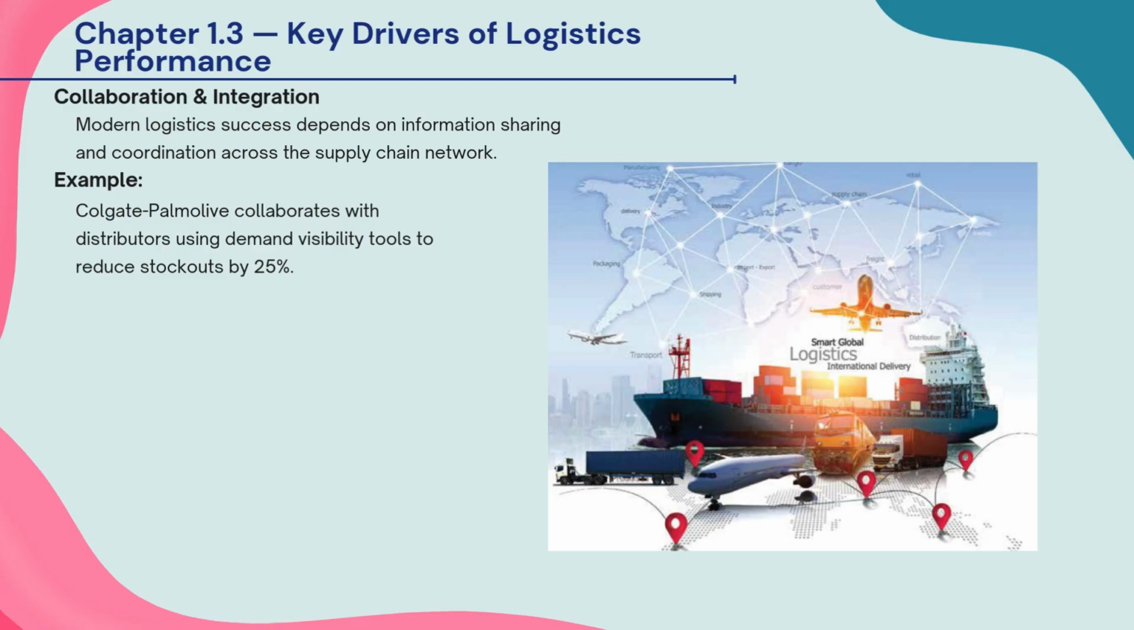Collaboration and integration help in better planning, faster response, and reduced errors across the network. For example, Colgate-Palmolive shares demand data with distributors, which helped them reduce stockouts by 25%. This shows how strong coordination improves availability and customer satisfaction.